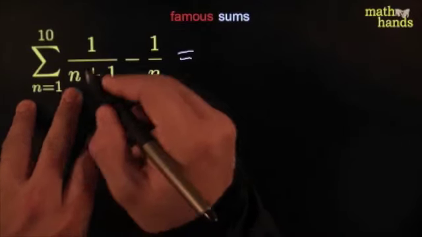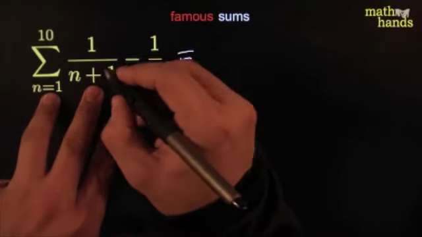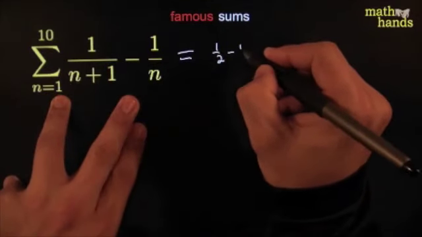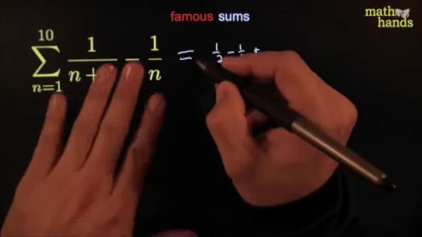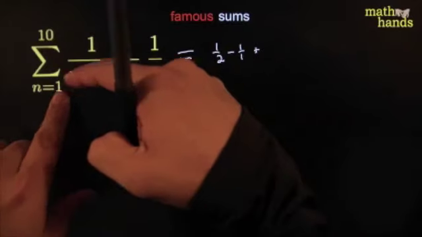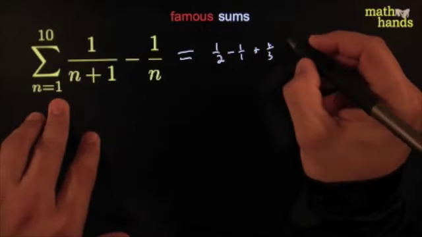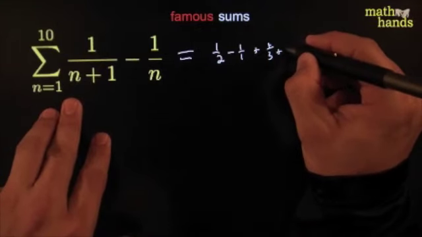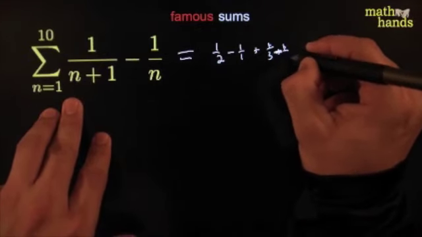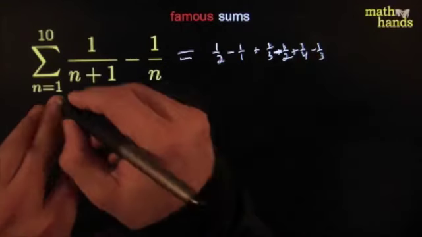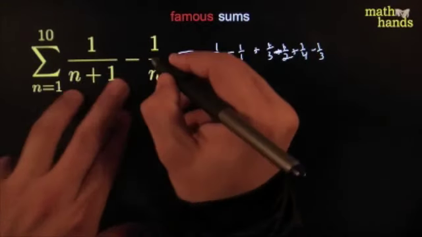Suppose you don't believe it's famous, or you're new to this. You would plug in a 1 there, and you get 1 over 1 plus 1. That would be 1 over 2 minus 1 over 1. Plus, then you'd be done with 1, and you'd have to go to 2 and 3 and 4 all the way to get to 10. For 2, you'd get 1 over 3 minus 1 over 2, plus 1 over 4 minus 1 over 3. There, I plugged in 3. If I plug in 3 here, I get 1 over 4 minus 1 over 3.